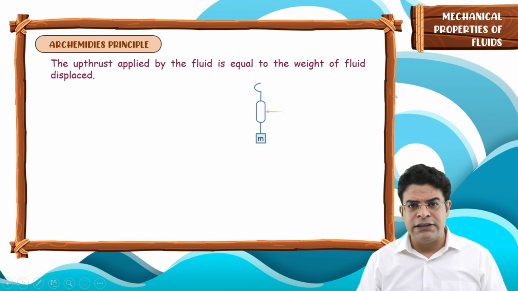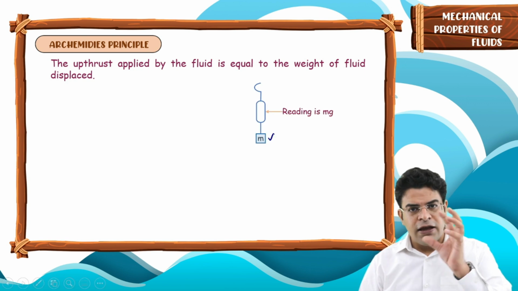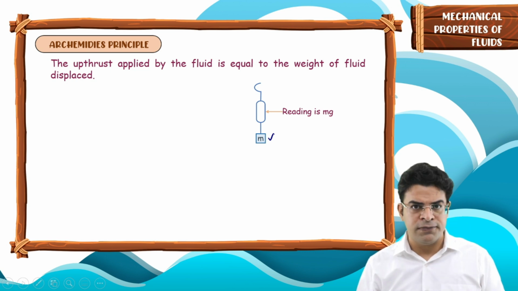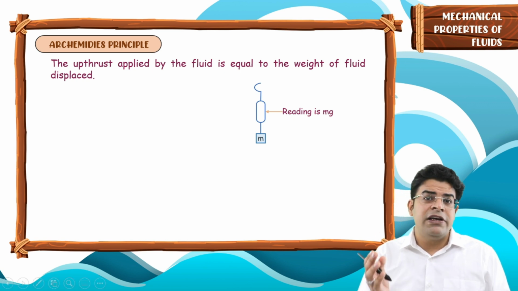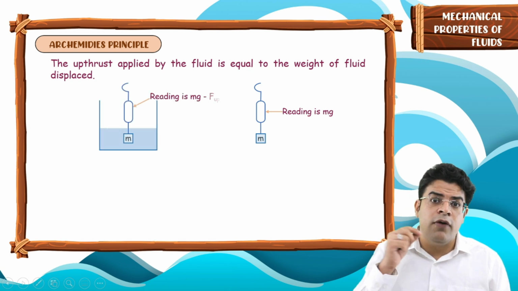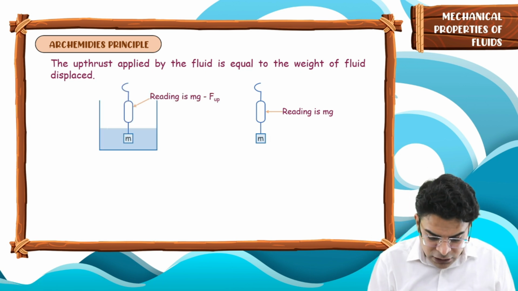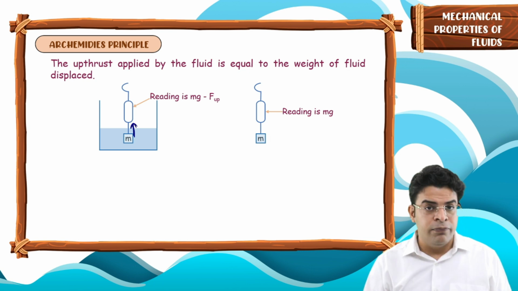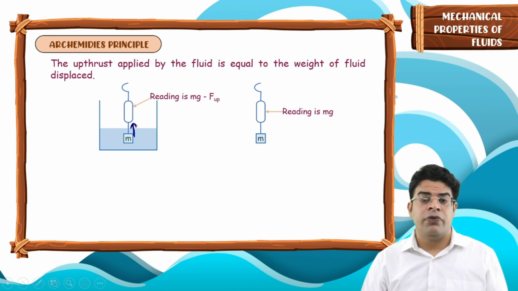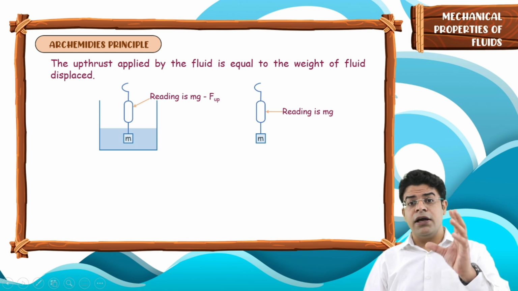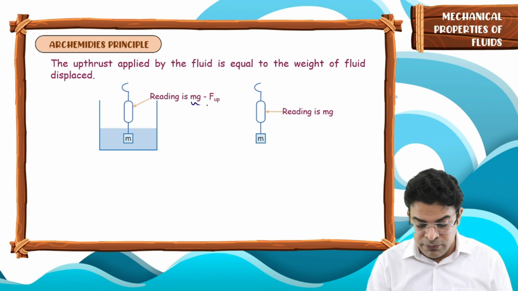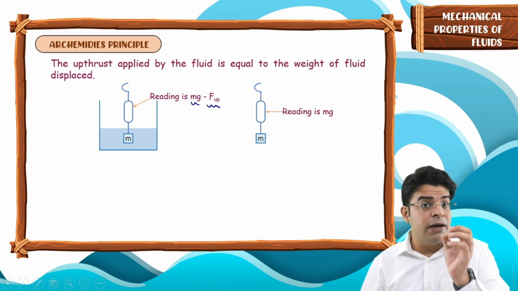Okay. Now let's say we have got this mass and we have connected this mass with a spring balance, and this mass is suspended in air. Let's say the reading of the spring balance is mg. Once we submerge this same block into a fluid, then due to the upward force applied by the fluid, the reading becomes less than mg. If the surrounding fluid applies a force of upthrust equal to F up, then the new reading of this spring balance will be mg minus the upward force applied by the surrounding fluid.